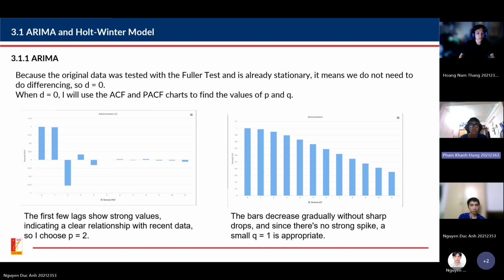To choose the values of p and q, I will use the ACF and PACF charts. As you can see in the first one, these are the PACF values. The first few lags show strong values, indicating a clear relationship with recent data, so I choose p equal to 2. The next one is the ACF. The bars decrease gradually without a sharp drop, and since there's no strong spike, I think a small value of q equal to 1 makes sense.